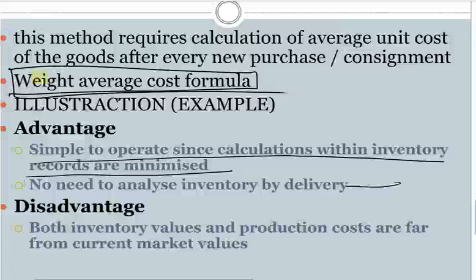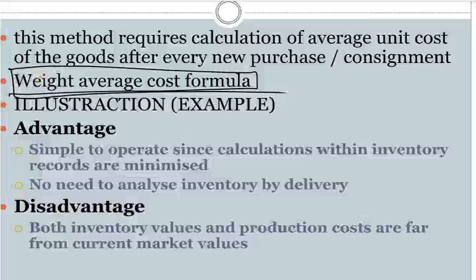And there's no need to analyze the inventory delivery. We don't have to look at the movement, which one came first and which one came last, and there are minimum calculations. That's why we haven't taken long to finish that one. The disadvantage is that both inventory value and cost of production will be far from market value, because we are taking the average. That's the disadvantage. So that's what it is all about stock valuation.